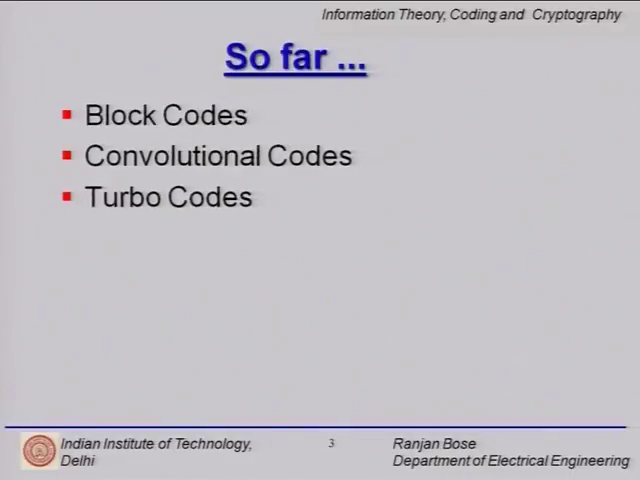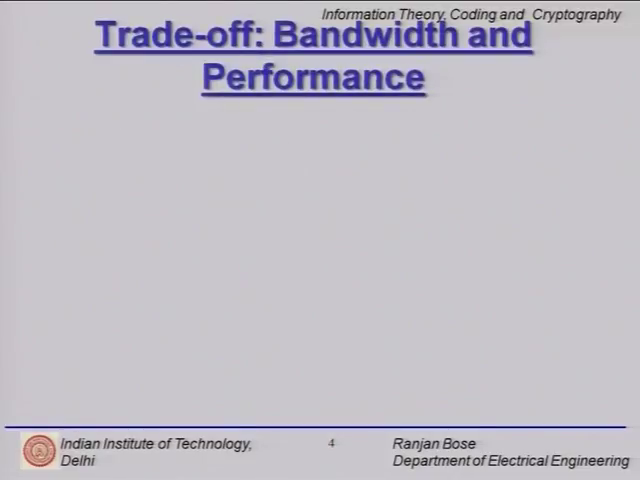So far, what have we done? We have looked at block codes, linear block codes, we have looked at cyclic codes, BCH codes, then we changed gears and looked at codes with memory, and we looked at convolutional codes and turbo codes. And now we move on to a completely different area where we look at coding and modulation combined together. But why do we do that?